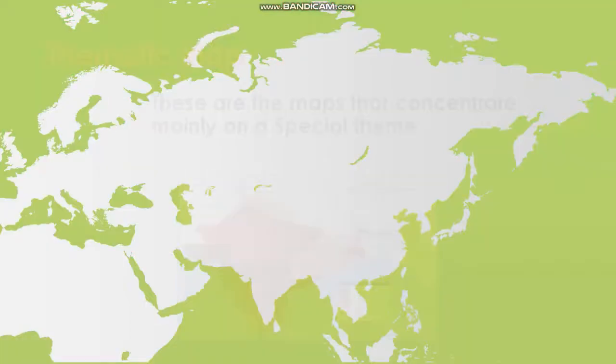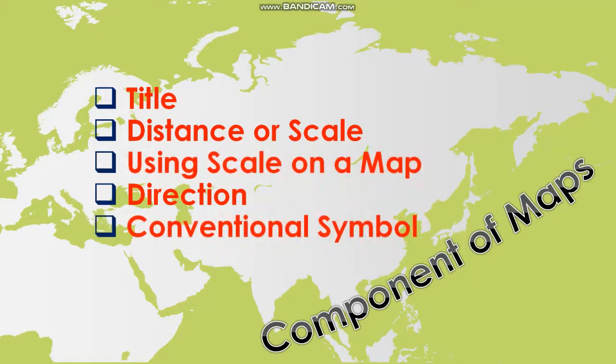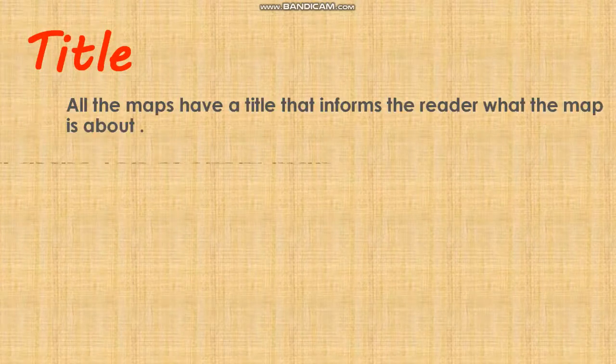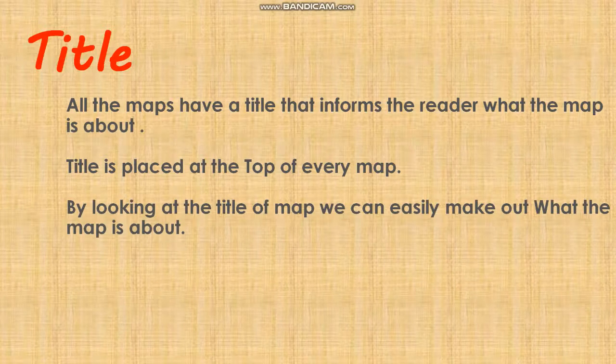Now, let's further move with components of a map. To study any map, it is very important to understand the components. So, the components of maps are title, distance or scale, using scale on a map, directions and conventional symbols. Title. All maps have a title that informs the reader what the map is about. If you look at the top of any map, you will find a title. By looking at the title, you can easily make out what the map is about.